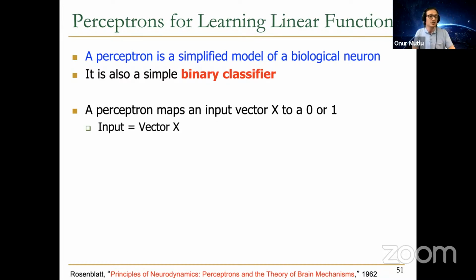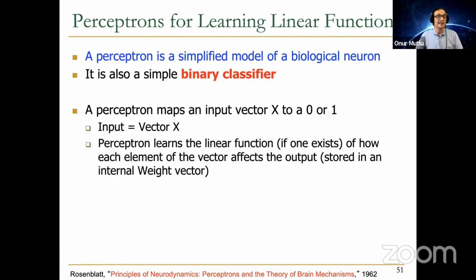Well, how do you do that? You have a vector X, and you can learn the linear function, assuming a linear function exists, of how each element of the vector affects the classification output, 0 or 1, stored in an internal weight vector. There's an internal weight that you assign for each input, and you multiply the input values with the weights, and then you decide whether the outcome is a 0 or 1.